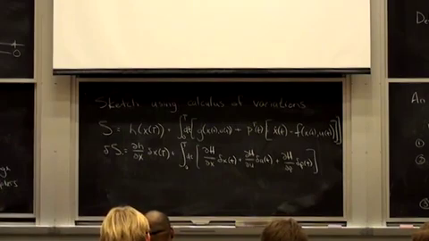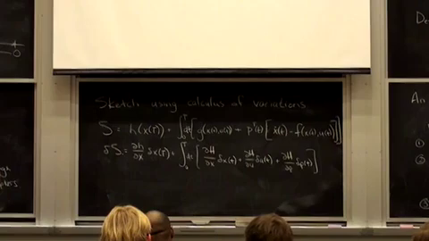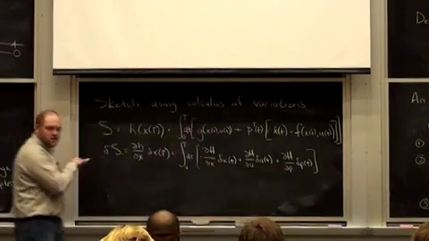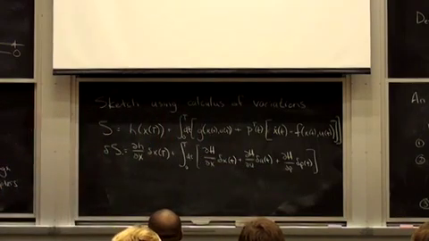The stationary conditions, if I'm at an optimum: what I care about is that if I change u a little bit, if I change x a little bit, if I change p a little bit, S better not change. That's my necessary condition for optimality.